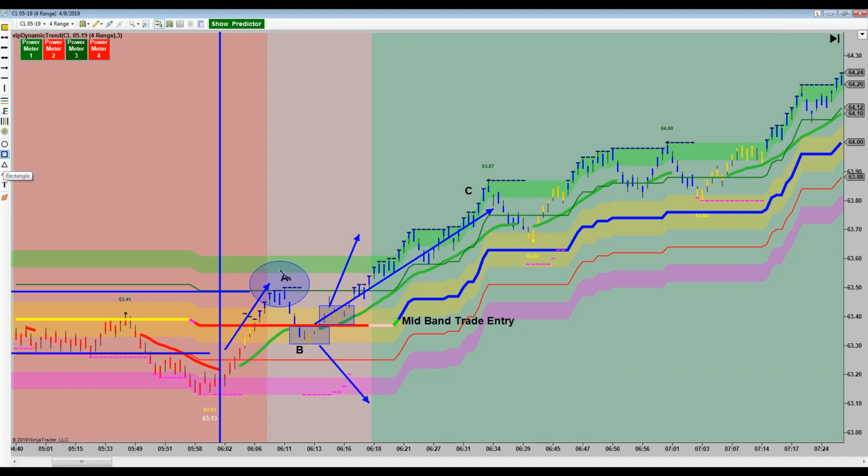Generally speaking, the boundaries of a mid-band trade entry are as follows. The band immediately above the mid-band and the band immediately below the mid-band, both for the short and the long trades. And of course, bars that sit directly on the mid-band. This is one of my favorite trades. I love this trade. I take this trade all morning long. I love when markets come back to the mid-band and they start to trend.